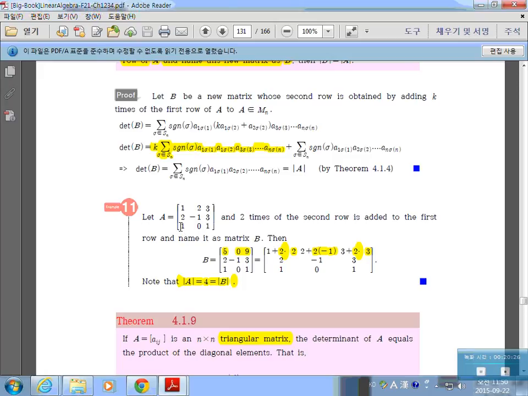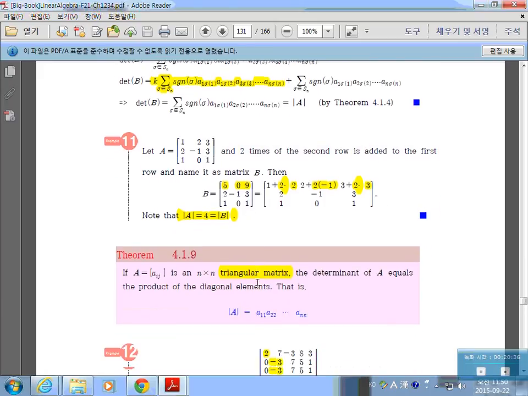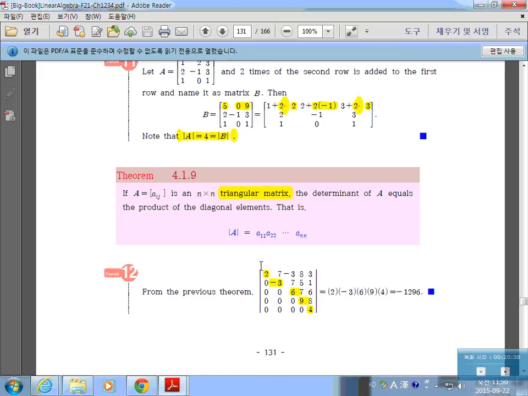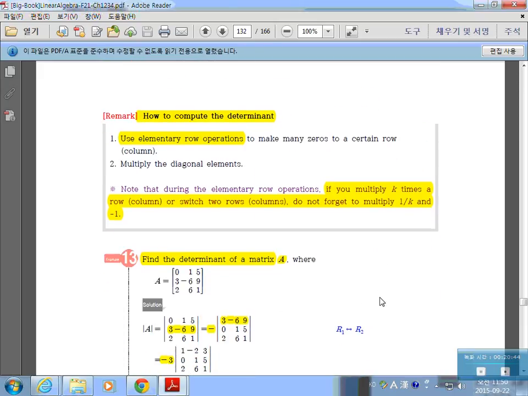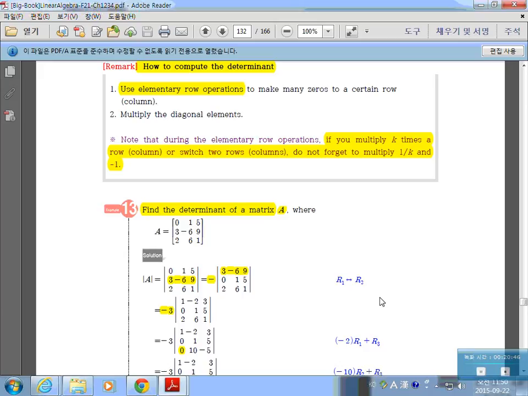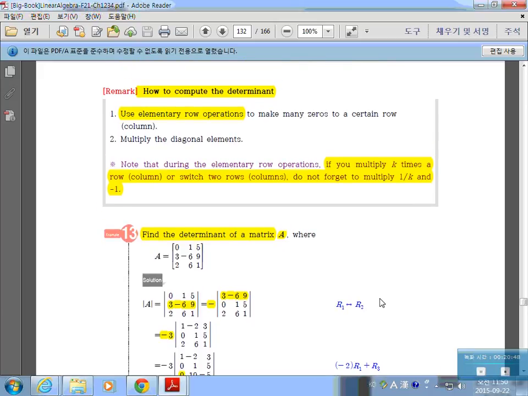Like here, if we multiply the second row by 2 and add it to the first row, as you see, the determinant does not change. The same works for them. And for a triangular matrix, the determinant is just the product of the main diagonal entries. So this is the key. This is how to compute the determinant.